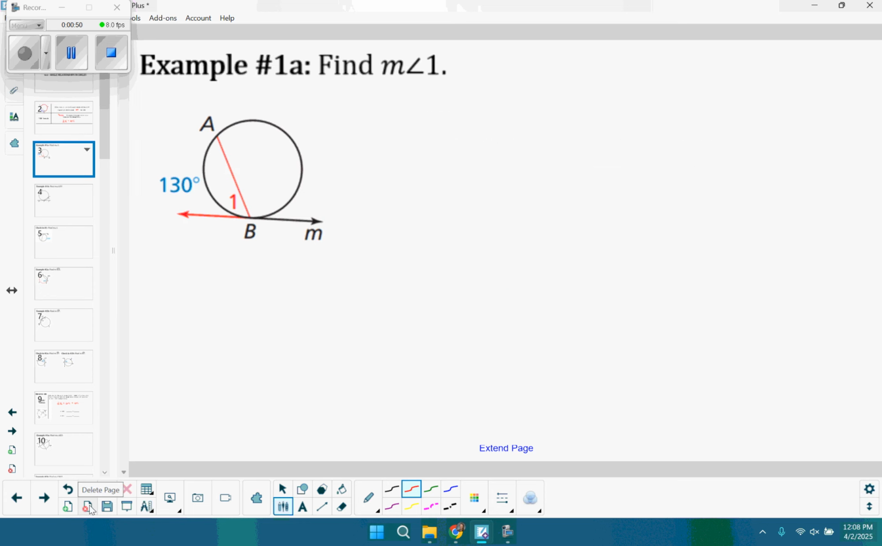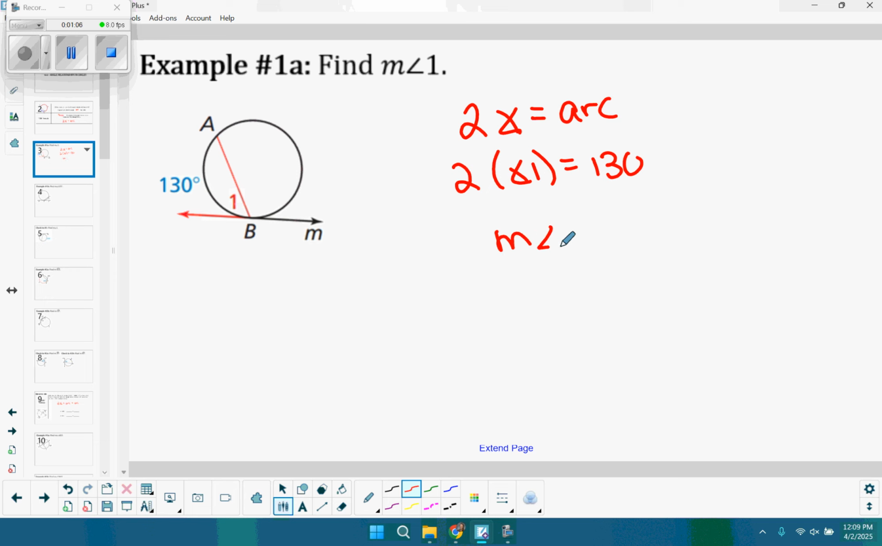So for example 1A, we want to find measure angle 1. Angle 1 is on the same side as the arc that we're using, so we can use 2 times angle equals arc. 2 times angle 1 is equal to the arc, which is 130. So if I divide by 2, the measure of angle 1 would be 65 degrees.